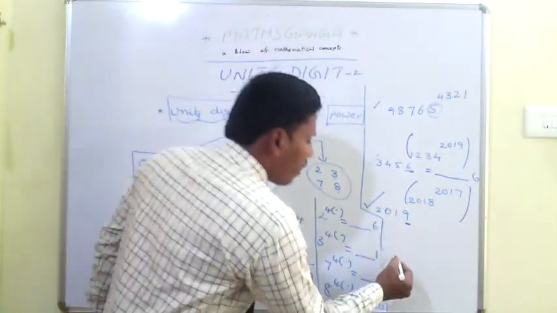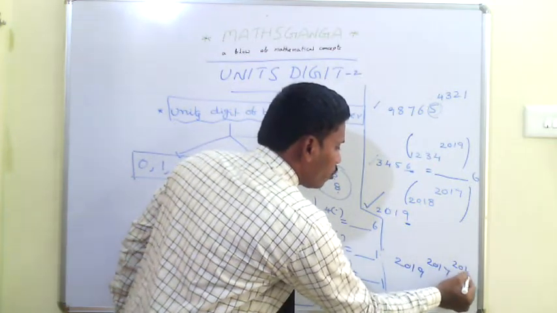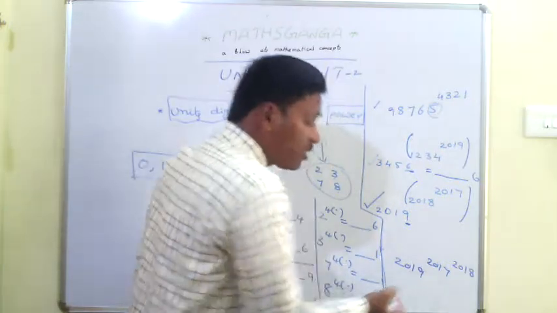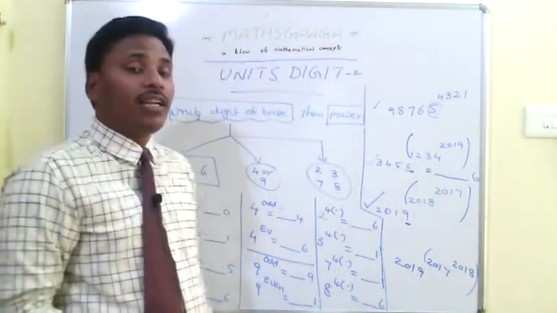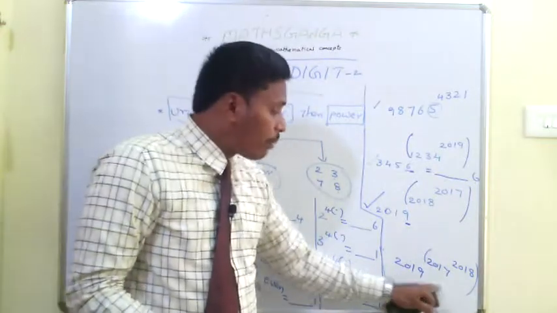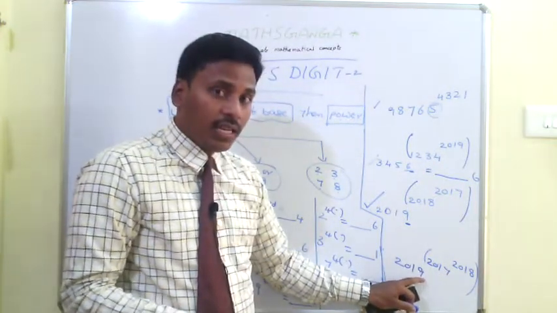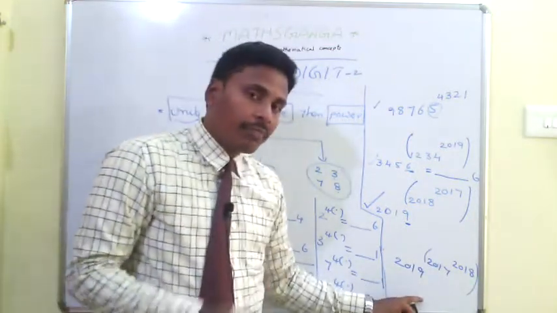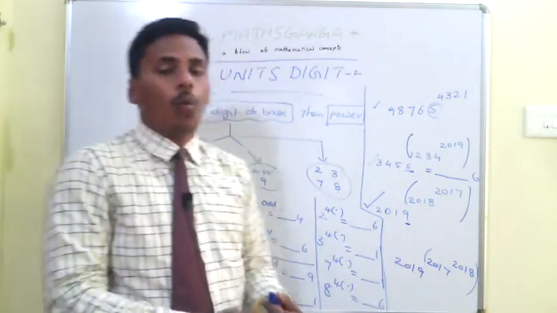Instead of that, if I mention 2019 power 2017 power 2018, then if you check, the unit digit of the base is 9, but the power is an odd number, multiplication of 2017, 2018 times. Since the power is odd and the base is 9, 9 power odd number always ends with 9. So for this number, the unit digit is 9, whereas for this number, the unit digit is 1.